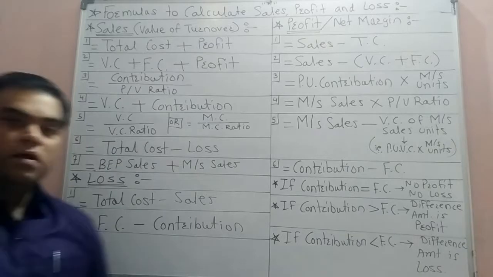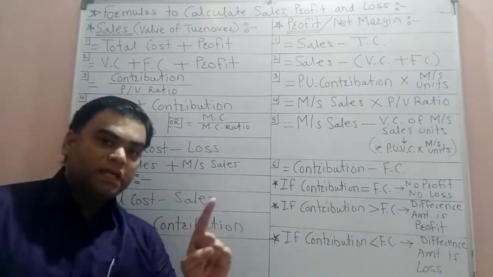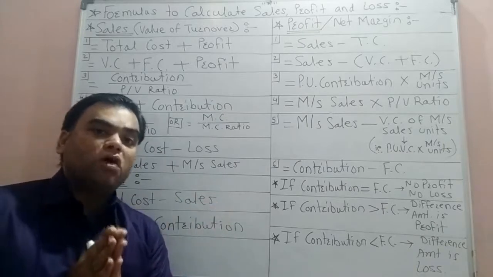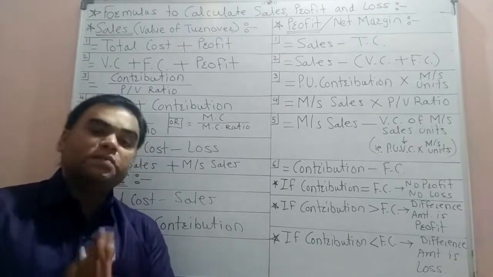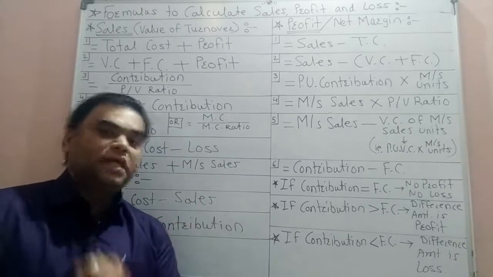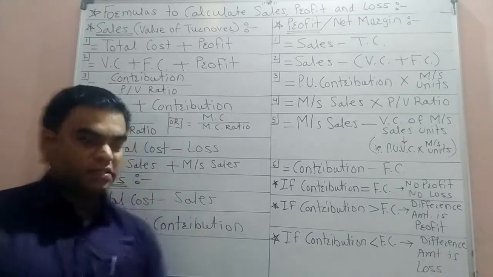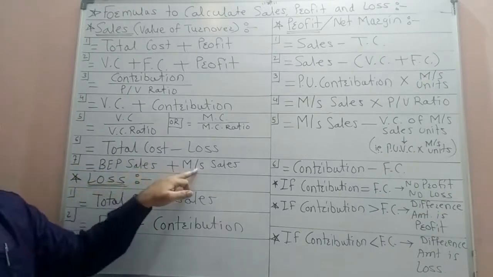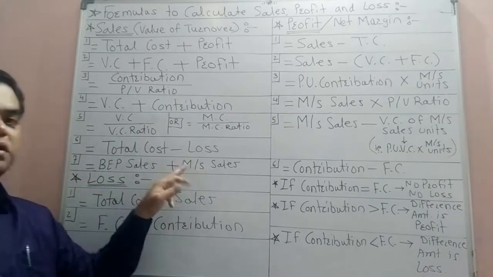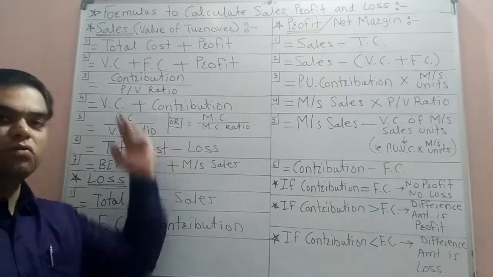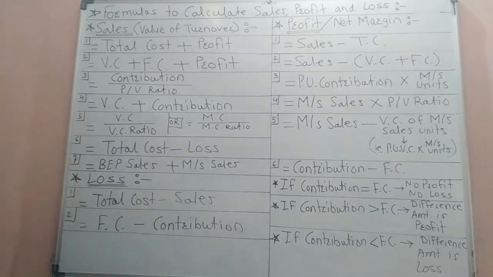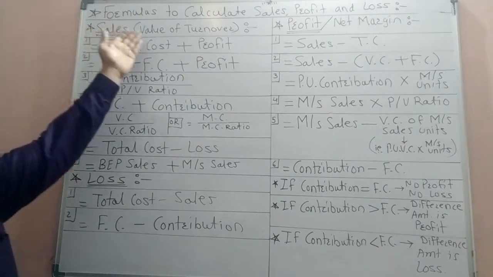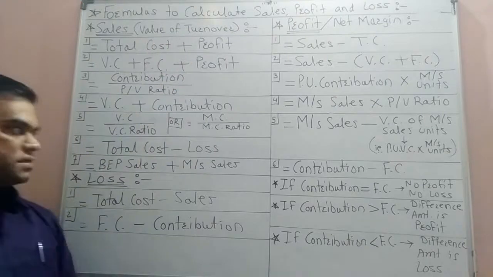Then, as we know, BEP sales and margin of safety sales are two parts of total sales. If these two parts are combined, then we get the amount of total sales. You can see total sales is equal to BEP sales plus margin of safety sales, because these are the two parts of total sales. So here we have discussed a total of 7 formulas to calculate sales or turnover.